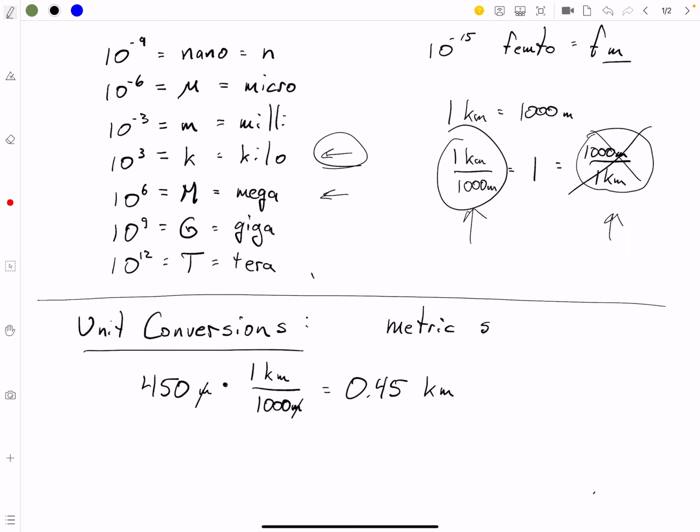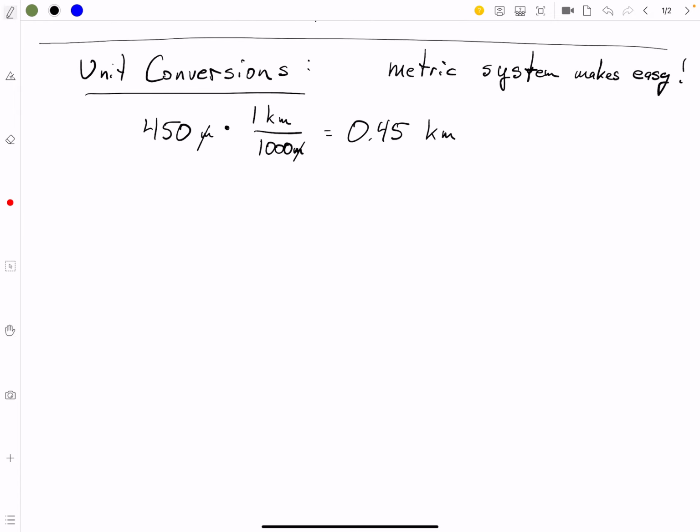Okay, so this is unit conversions, and the metric system, no matter what our unit happens to be, length, mass, time, whatever, makes it easy. So that's a really easy, nice way to do it. Now, let's see. All right, let's do one. You're going to be doing this for homework, so I guess we should do a couple more.